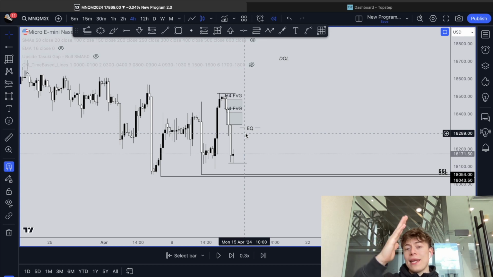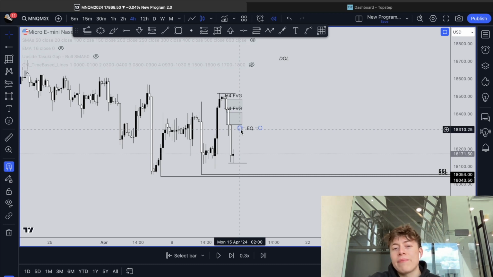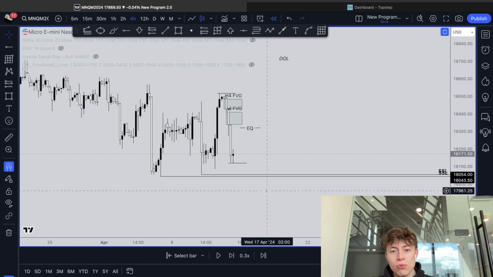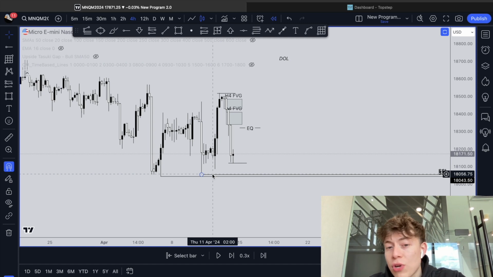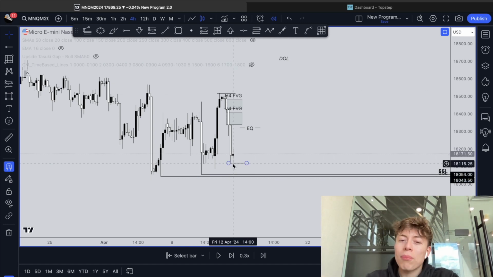Because even if price taps into this equilibrium level and misses our fair value gap, it's not enough confluences, and price may go down a little bit just to come back up, stop us out, and then go through. You know what I'm saying? So again, we have our draw on liquidity. We want to trade that way, but we know that price has swung low. So we want price to balance out before going to our draw.